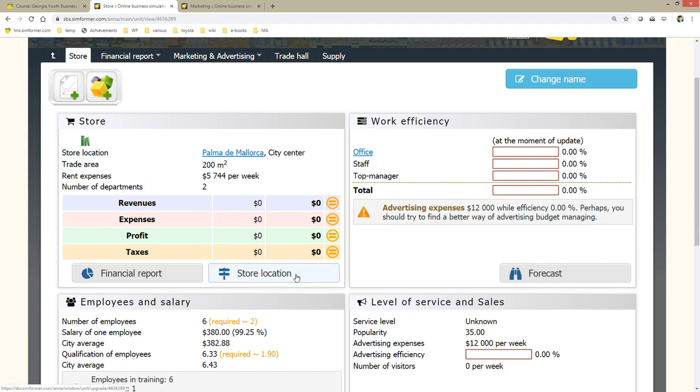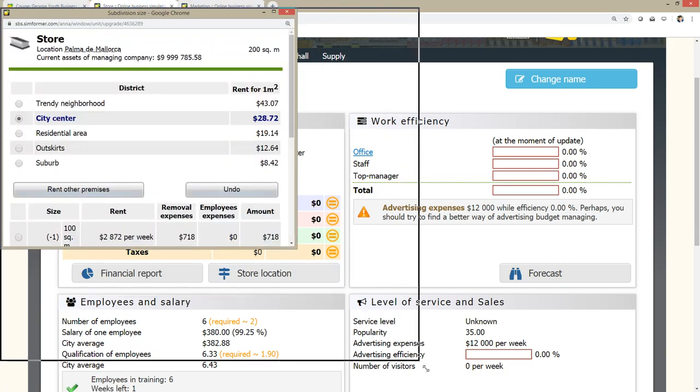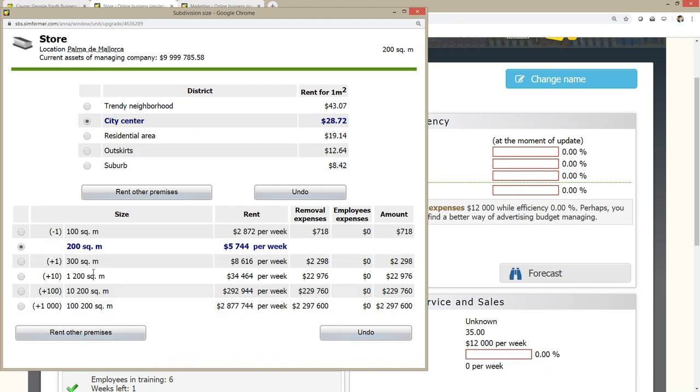In order to change that, either relocate or increase, I can do that here. The minimum step is 100 square meters, or you can jump into higher sizes, a bigger area, but take into consideration the rent as well. As I mentioned, 100 square meters is quite huge. And of course, you can change the district location as well.